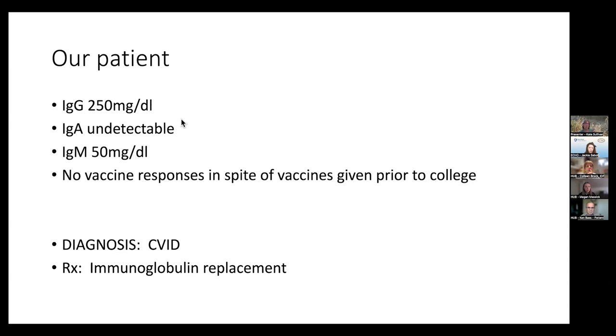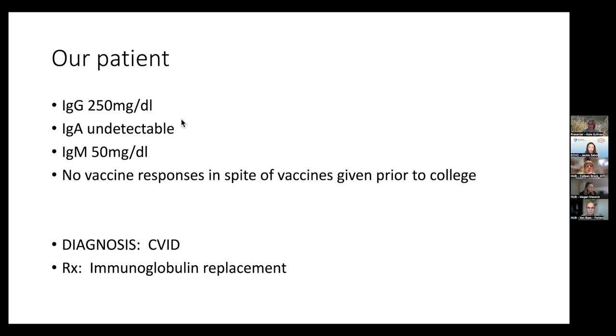There's really three criteria for common variable: a low IgG plus a low something else, and poor responses to vaccines, and poor responses isn't quantified. The third criteria is that there can't be another medical explanation like nephrotic syndrome or something like that.